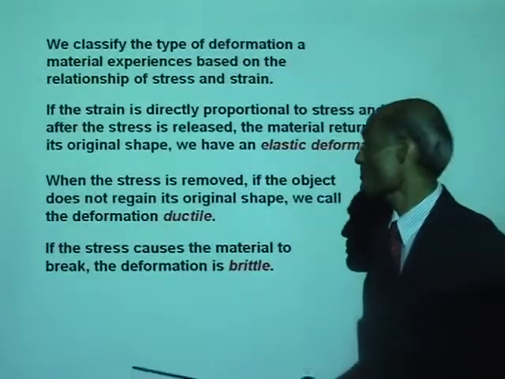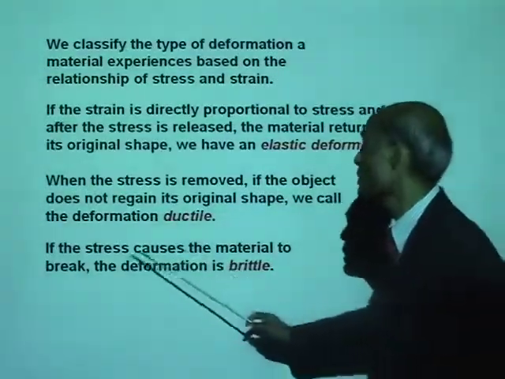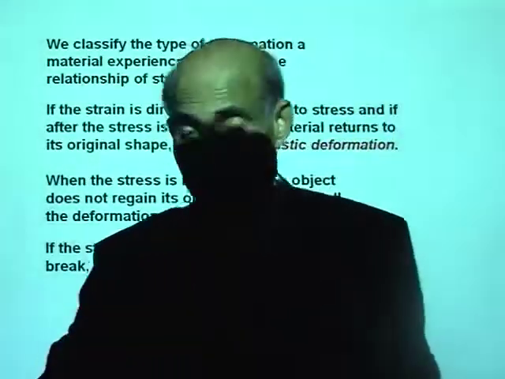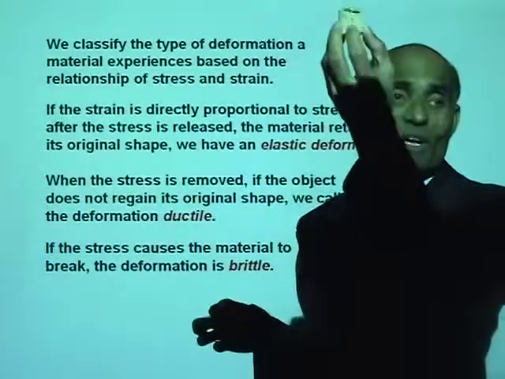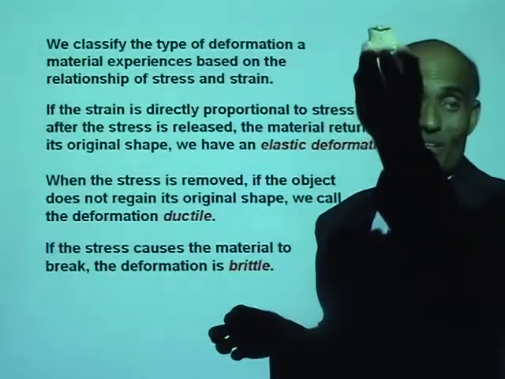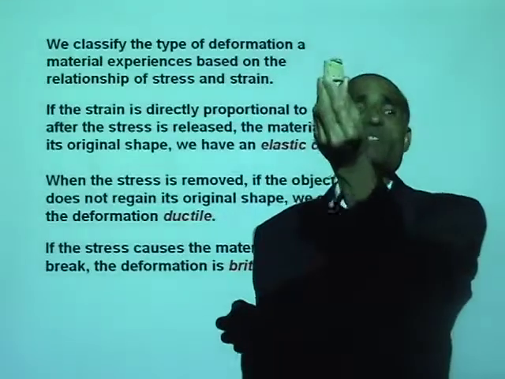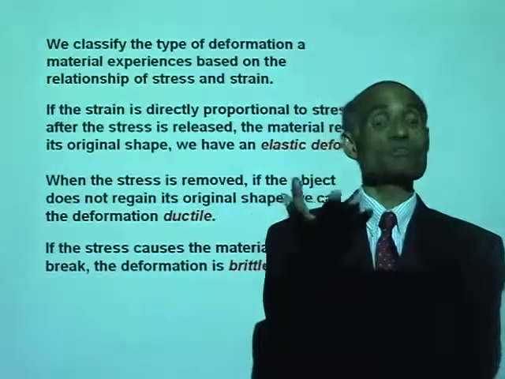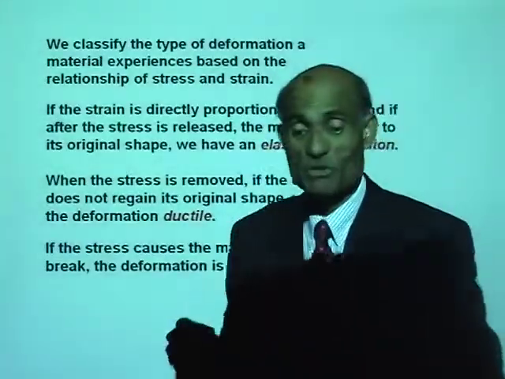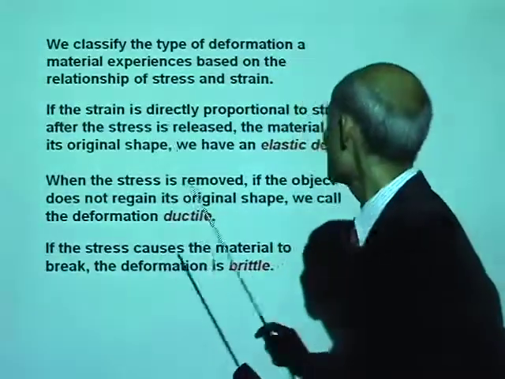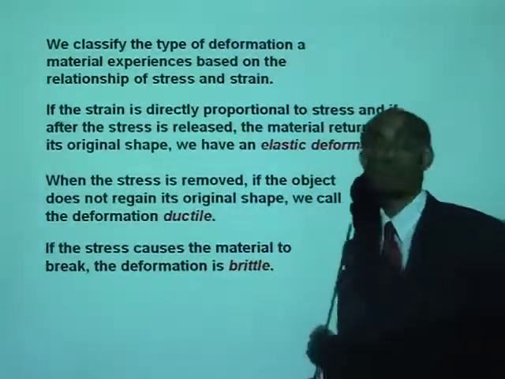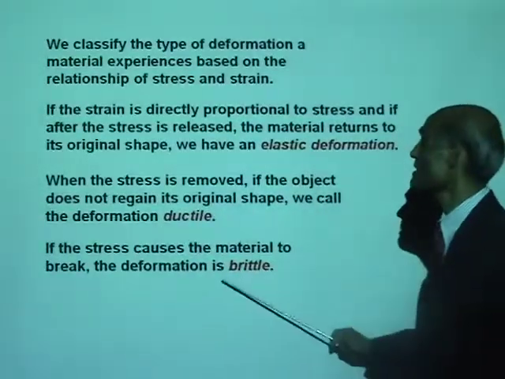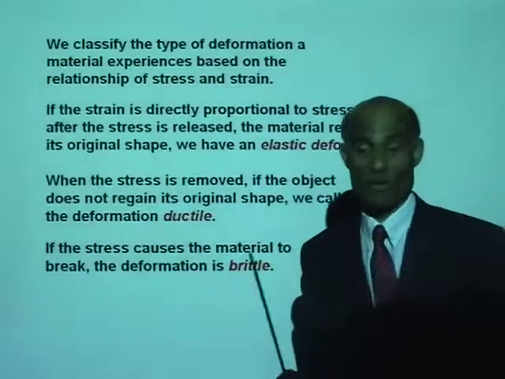A third type of deformation is brittle. That is when the stress causes the material to break. Now you remember what happened in the case of this material. You can see it is actually broken. I can't use this again. I simply spoiled this piece of cork. When the deforming force is on, it causes the material to break. Such a deformation is called a brittle deformation. So once again, elastic deformation, ductile deformation, and brittle deformation.